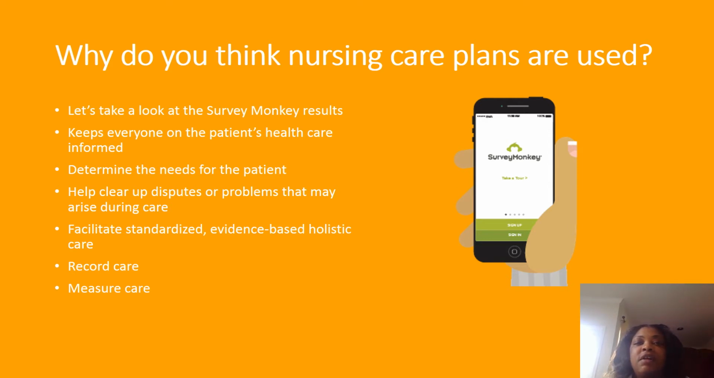Now, I posted a question on SurveyMonkey, and the question was, why do you think nursing care plans are used? Now we will take a look at some of the comments that you posted. One student said that nursing care plans keep everyone on the patient's healthcare team informed. Another student said that nursing care plans are used to determine the needs of the patient. And another student said that nursing care plans help clear up disputes or problems that may arise during care. And you are all correct. All of these are important reasons why nursing care plans are used.